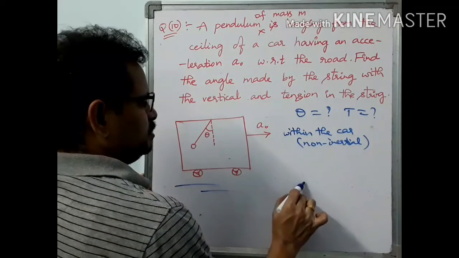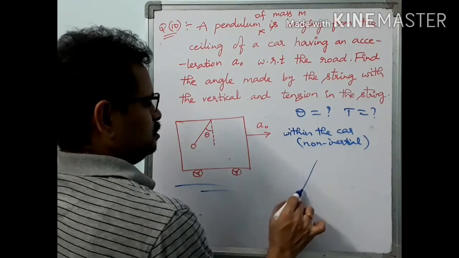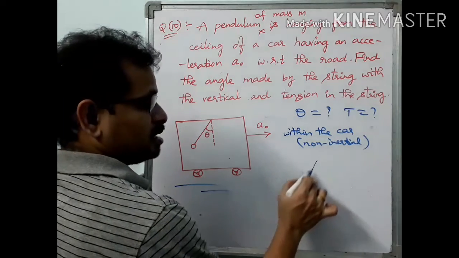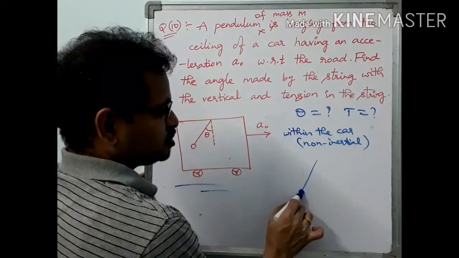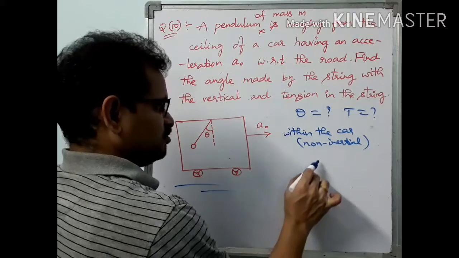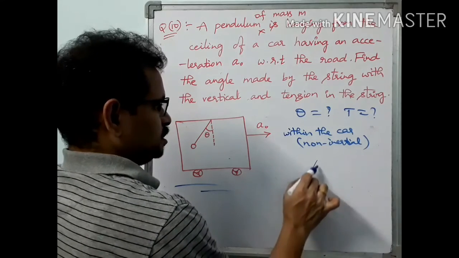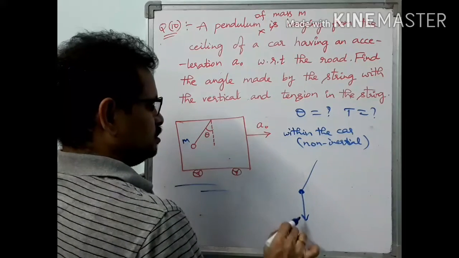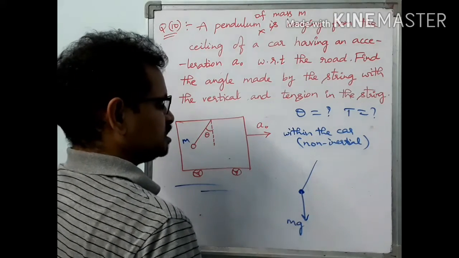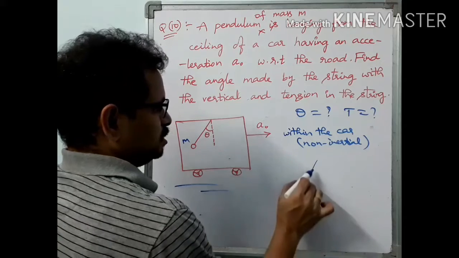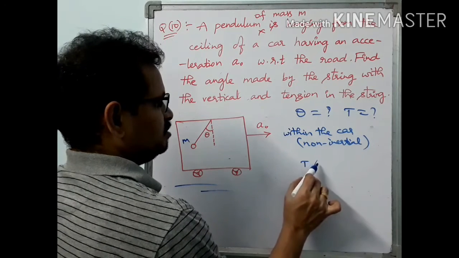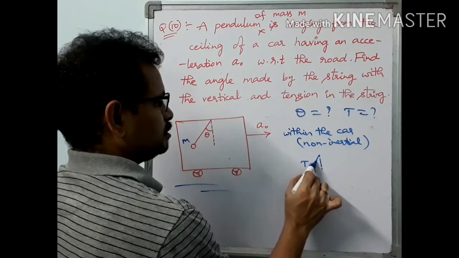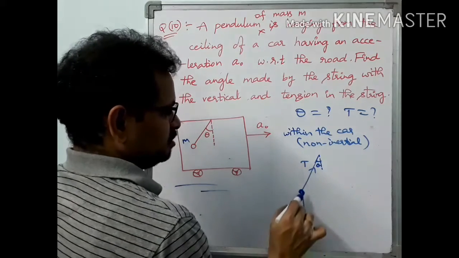Bob is there. So this Bob is hanging like this. I am not taking this string here. Our system involves only this Bob. Just for direction purpose I have taken this one. So what will be acting? Its mass is m, no? So the external force is gravitational force mg acting in this direction, and in this direction tension will be there. This is theta.